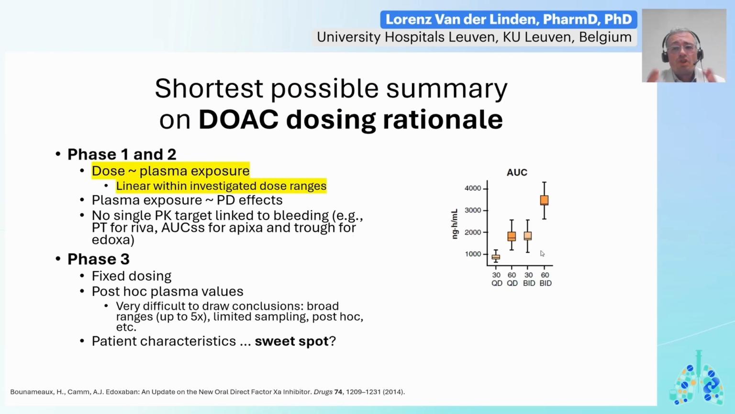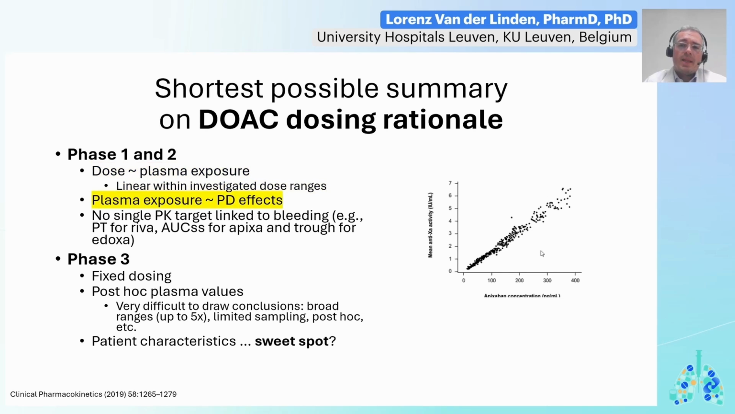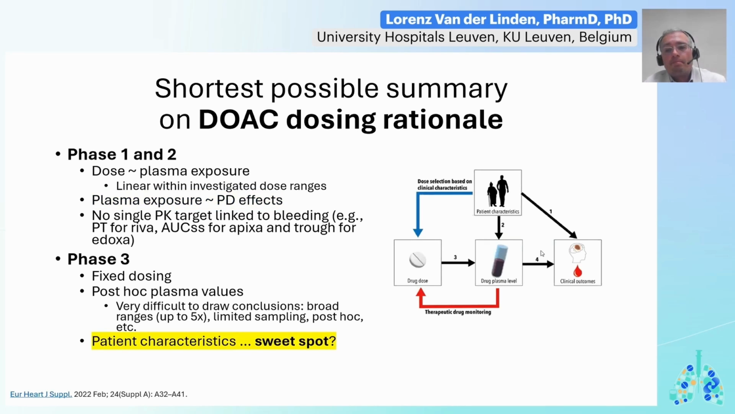And here I've tried to give you the shortest possible summary on how and why of fixed dosing that we follow for DOACs in clinical practice. There is a clear relationship between dose and plasma exposure, at least in phase 1 and 2 studies. And this plasma exposure, again in a linear manner, is linked to pharmacodynamic effects. They went then ahead with fixed dosing phase 3 studies, but other things came into play. Patient characteristics do not only impact the dosing and the exposure, but also outcome.